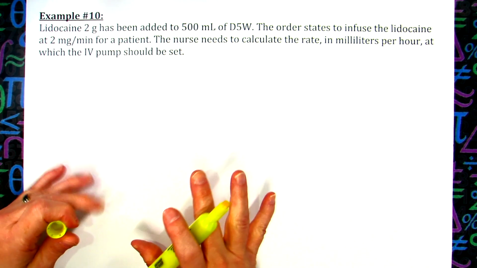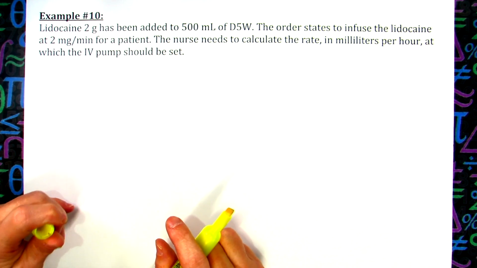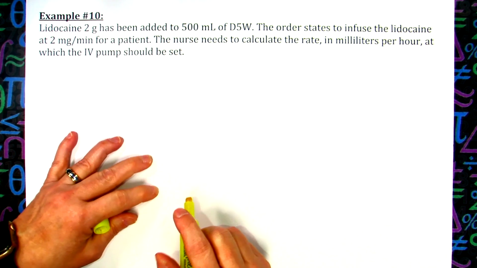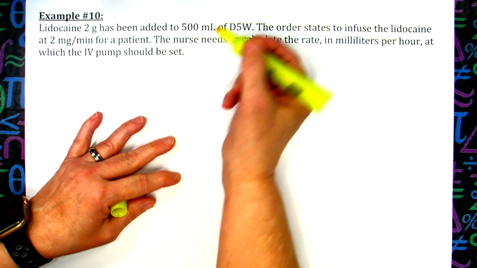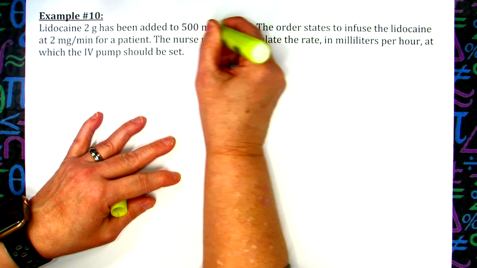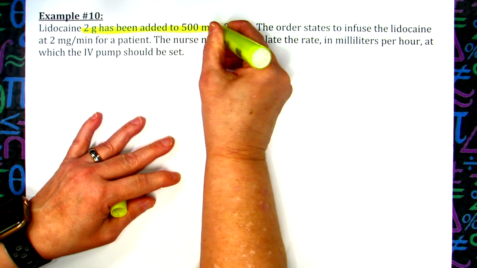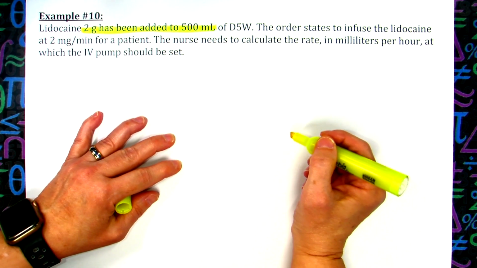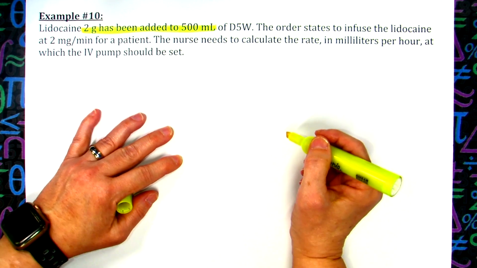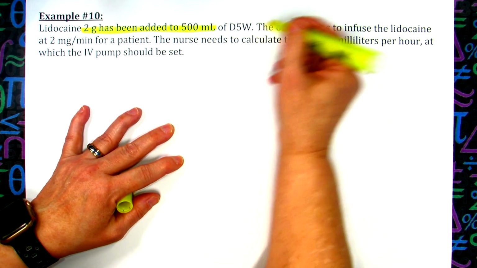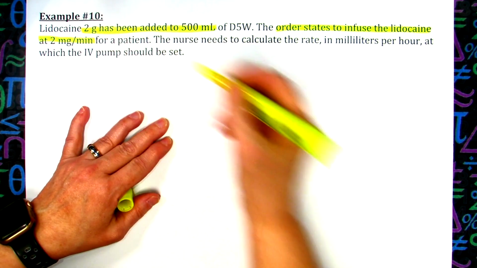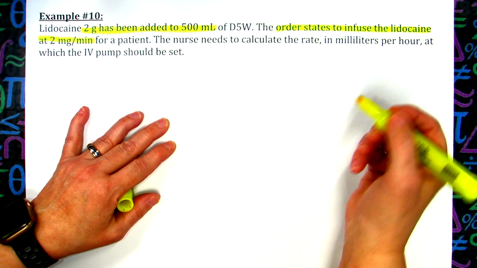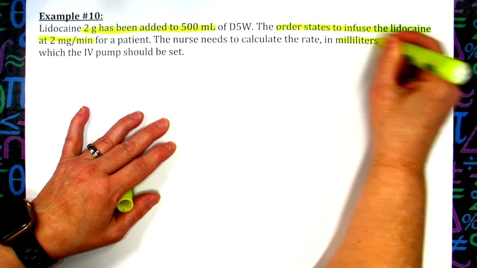All right, so again, maybe a lot of information in here. Let's go ahead and do some highlighting. We've got 2 grams that's been added to our 500 milliliters. Okay, so let's highlight that. All right, the order states to infuse at 2 milligrams per minute. So that's important, so let's highlight that. All right, and then our overall answer here is going to be milliliters per hour.